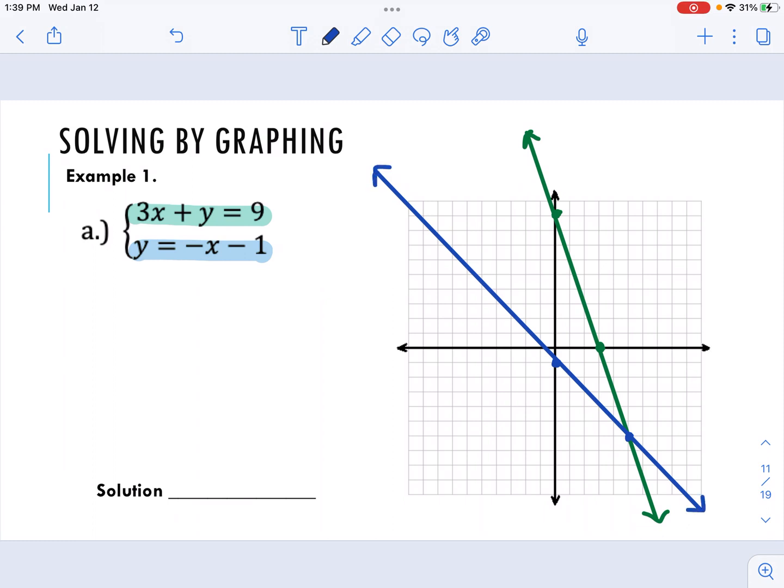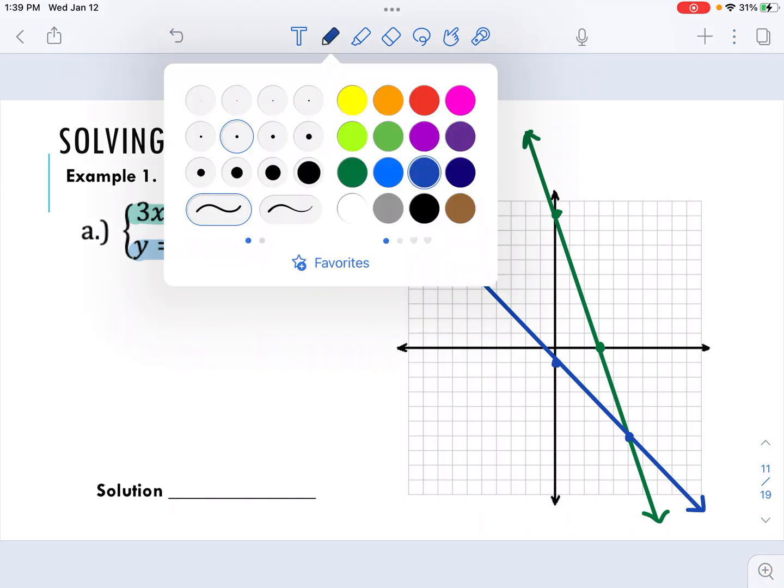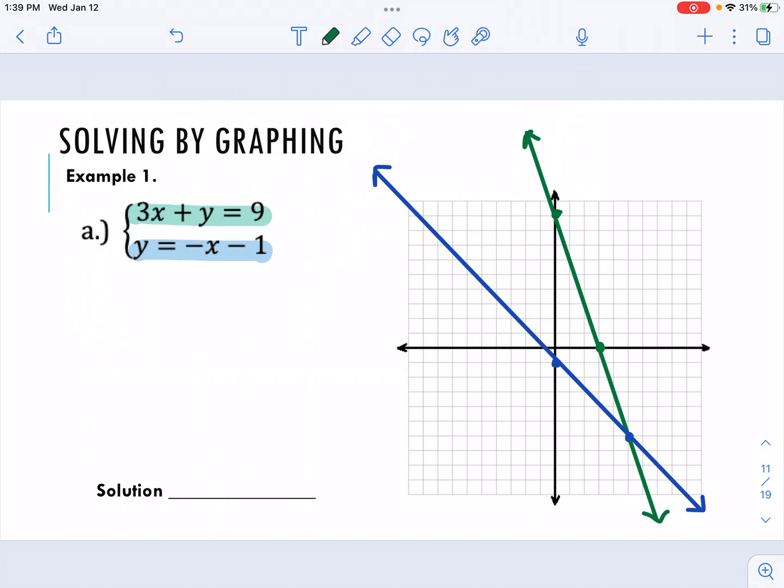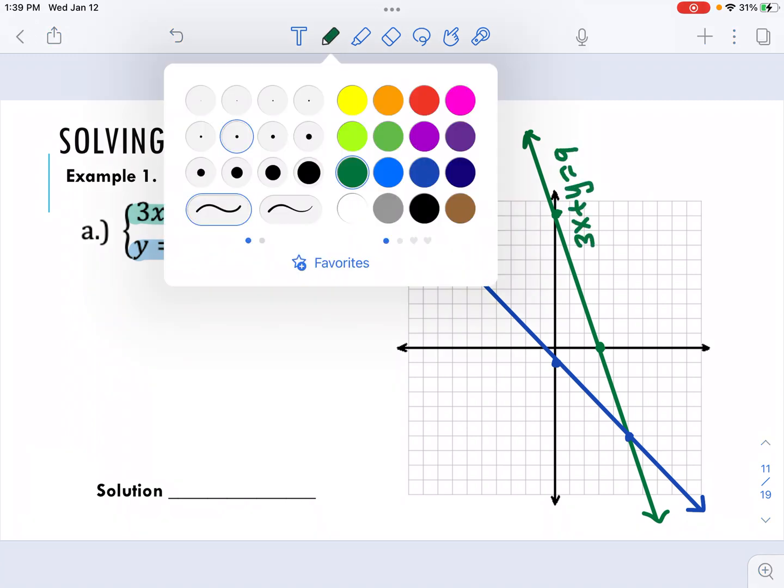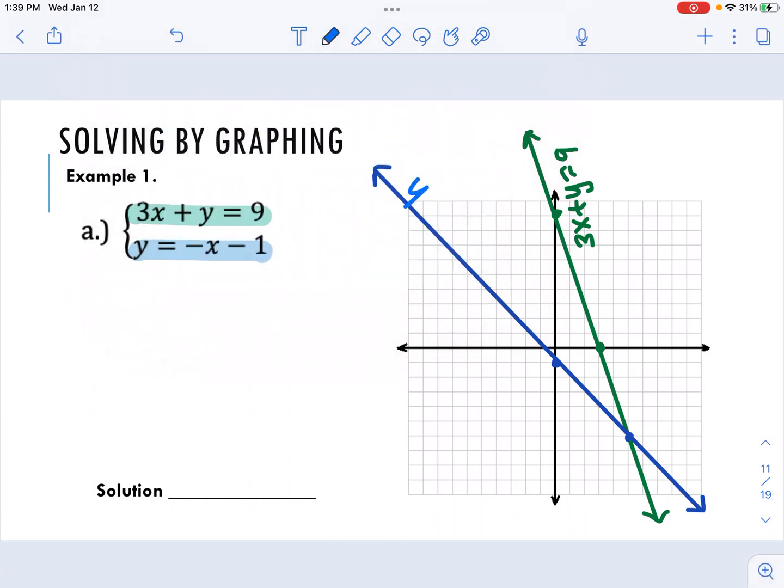All right, now that we have a visual, we can see that the first line in green is 3x plus y equals 9. If we want to be really fancy, notice I'm using two different colors. I can even go in and actually label this 3x plus y equals 9. This is totally optional. In the blue graph, I'm going to label as y equals negative x minus 1. And now we have to look for a solution. Well, the solution to these equations is the point of intersection. So I'm going to look here, and I'm going to see, oh, this point's at 5, comma, negative 6. And that's my solution to this system of linear equations.